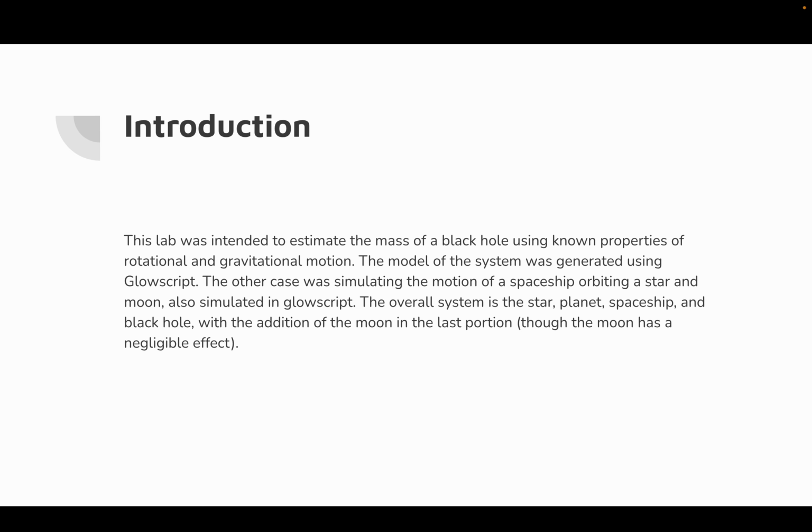So this lab was intended to estimate the mass of a black hole using known properties of rotational and gravitational motion, and we generated models for both cases using GlowScript. The other case was simulating the motion of a spaceship orbiting a star and a moon. The overall system is a star, planet, spaceship, and a black hole, with the addition of a moon in the last portion.